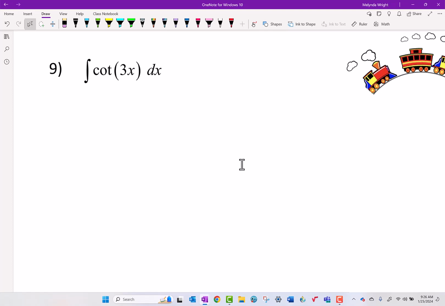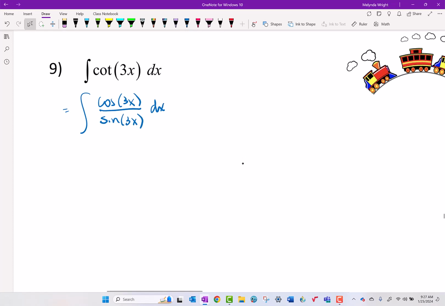We're going to have to rewrite it using an identity. Cotangent, there's a couple different ways to rewrite it, right? We could write it as 1 over tangent, but that's not going to help us. Is 1 over tangent the derivative of anything? No. What is the other way that we can rewrite cotangent? Cosine over sine. We're going to have to rewrite it as cosine over sine. Sometimes we're going to have to do a rewrite before we can do the u sub. So this is cosine 3x over sine 3x dx.